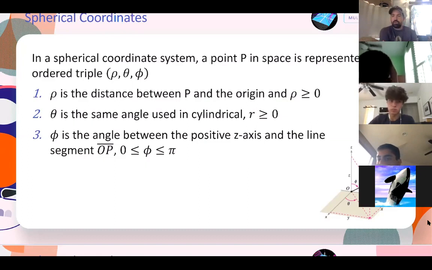Okay, and it should be between 0 and pi, because no matter where you are, your angle to the positive z axis will never get bigger, because as I move over here, I would just measure the angle on the other side. So it's going to be 0 to pi.